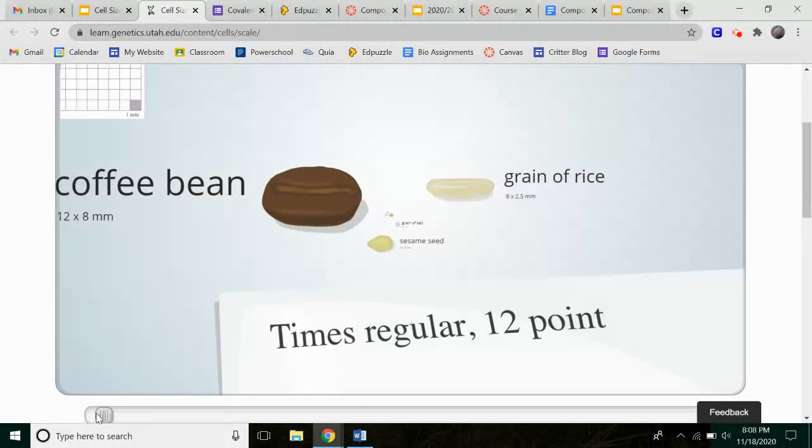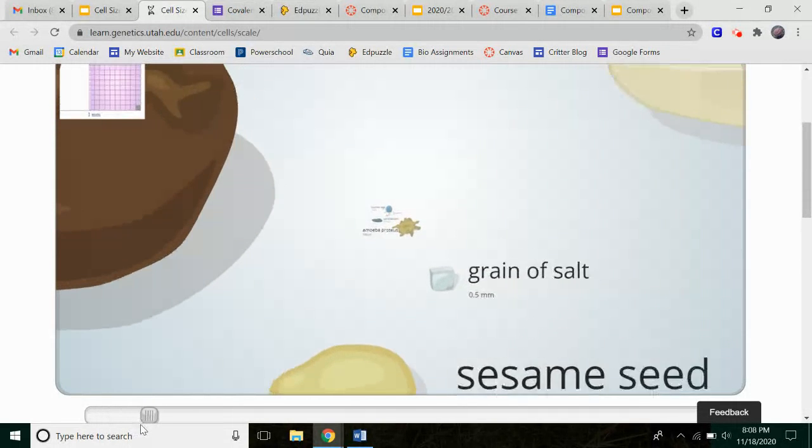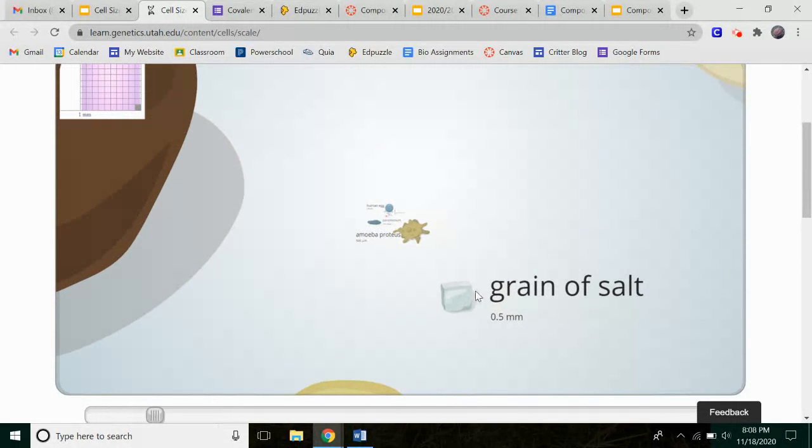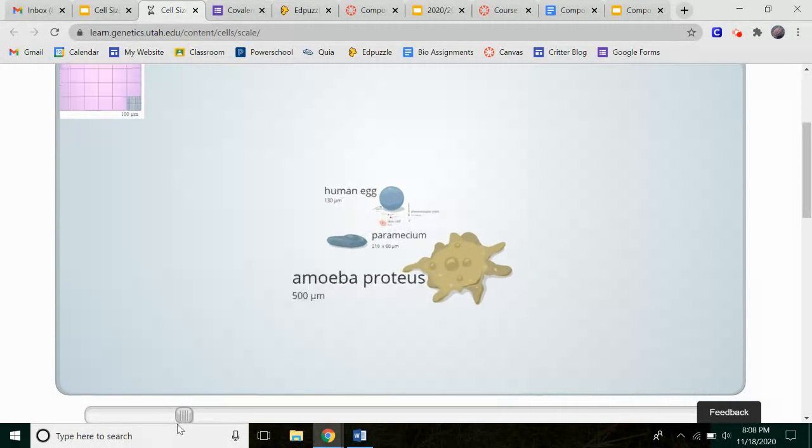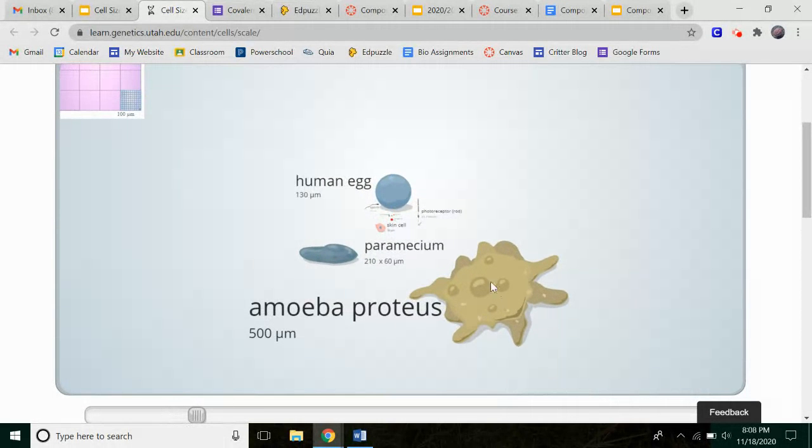Let's zoom in. As we zoom in, we can see a grain of salt is pretty small. Like if you think about it, you can see salt with your eye, but you have to really look to see just one grain of salt. And smaller than a grain of salt is the first cell here, the amoeba proteus. Amoeba is a type of eukaryotic cell that is in the protist kingdom. And we'll talk more about them later in the school year.